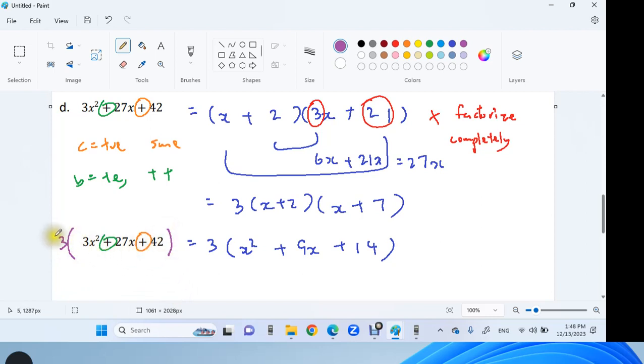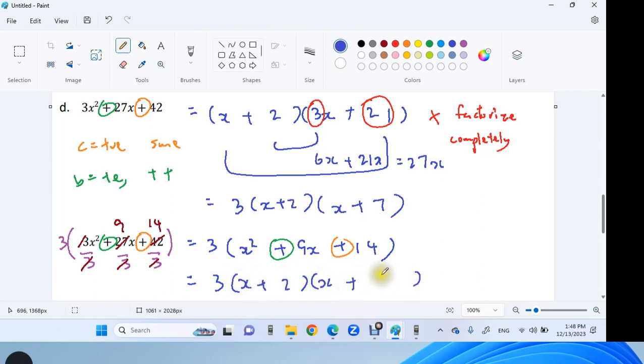Then what you want to factorize, every term here you divide with the number. Then what you have is 3 divided by 3, 27 divided by 3 is 9, and this is 14. So it will become 3 times x squared plus 9x plus 14. So after that, that will be very easy because the C is positive, same sign. And then B is positive, then it is plus plus. So we have the x plus 2 and 7. Oh, so this is easier compared to the first method lah.